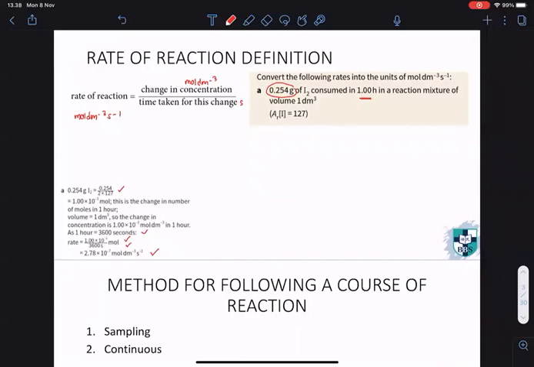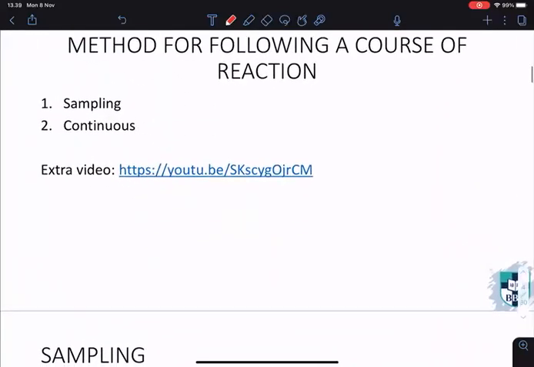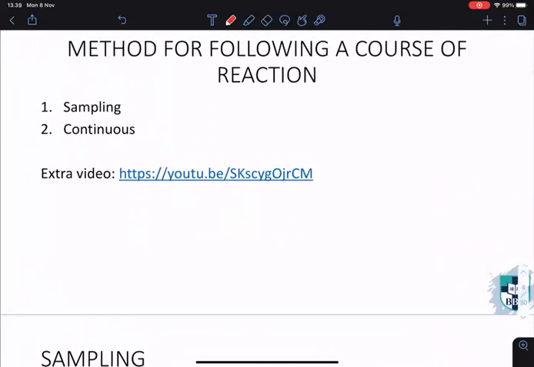Okay, as simple as that. Now, when we measure rate of reaction, there are two main methods to follow the course of a reaction. Why do we need to follow the course of reaction? Probably when we analyze, we want to plot a graph, and then we will do further. We are going to determine the rate equation. Later, we will go into that.